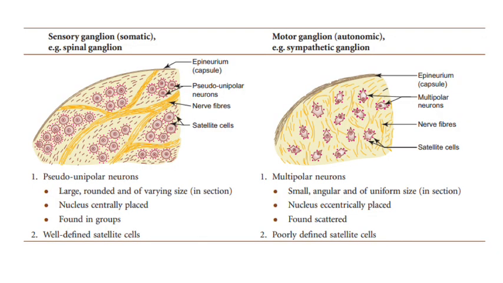This is mostly asked in your viva when you are seeing this slide, or it is asked in your theory, or these points can come as a MCQ as well. So difference between sensory ganglion and motor ganglion, very important and very easy also. See, sensory we can see groups. Right side, scattered. In sensory we can see centrally placed nucleus. Right side we can see eccentric nucleus. In sensory, nicely satellite cells are forming a ring. And in motor ganglion, satellite cells are few in number and poorly defined.